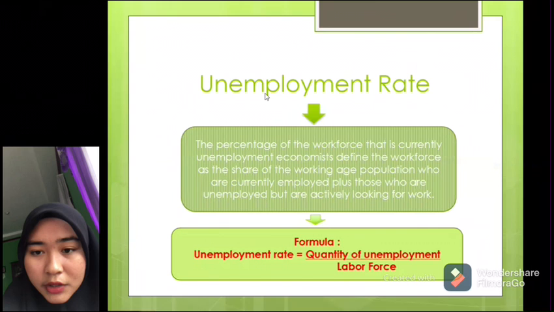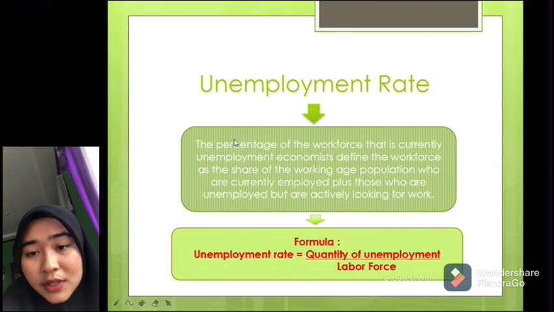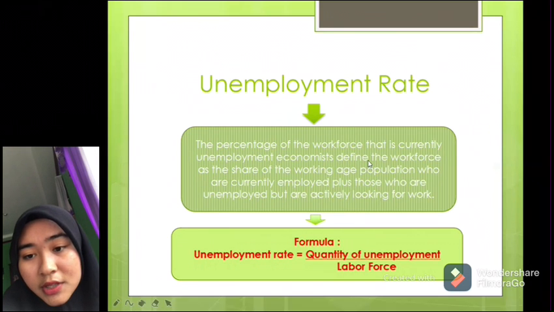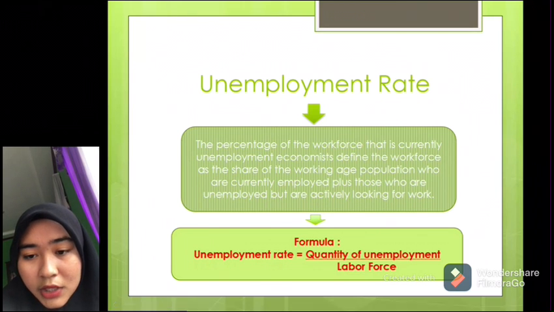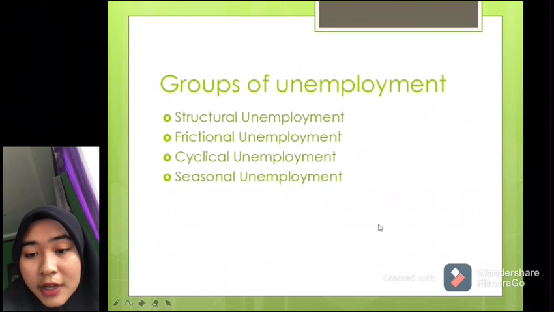The next is the unemployment rate. What is the unemployment rate? The unemployment rate is the percentage of the workforce that is currently unemployed. Economists define the workforce as the share of the working age population who are currently employed plus those who are unemployed and actively looking for work. The formula for finding the unemployment rate is equal to the quantity of unemployed divided by the labor force.